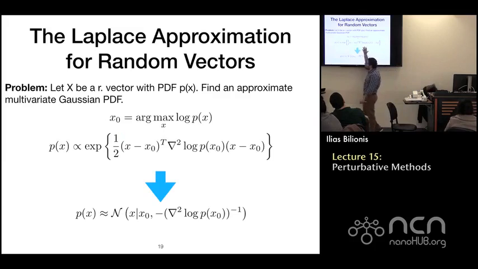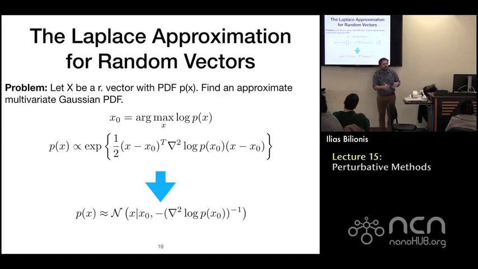The Laplace approximation for a multivariate random vector goes as follows. You can approximate the PDF as a Gaussian. The mean is the maximum of the PDF, and the covariance matrix is minus the inverse of the matrix of second derivatives of log of p evaluated at x naught.